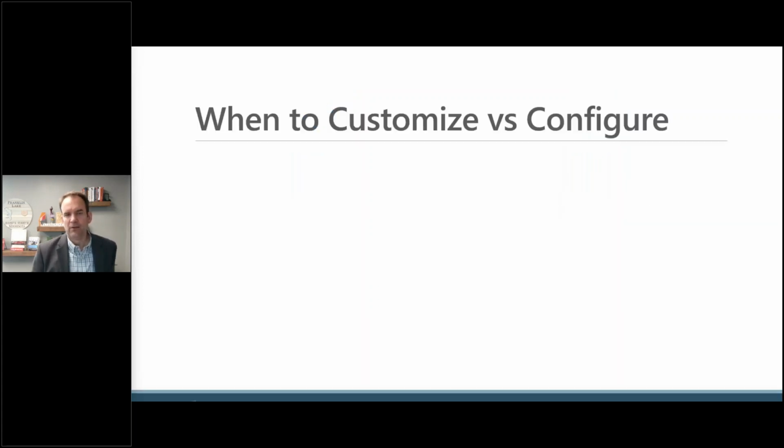So when do you customize versus configure? Configuration is using the capability in the software to set it up in a way that allows you to perform a function. There are a couple different types of configuration. There's parameters, and parameters are flags that you flip within the software that tell you whether or not a certain feature is turned on or a different way of doing something. So those are parameters that can be configured.